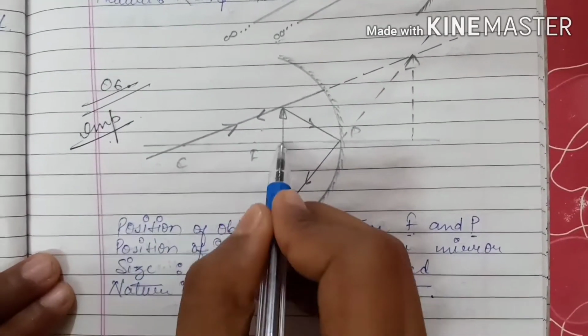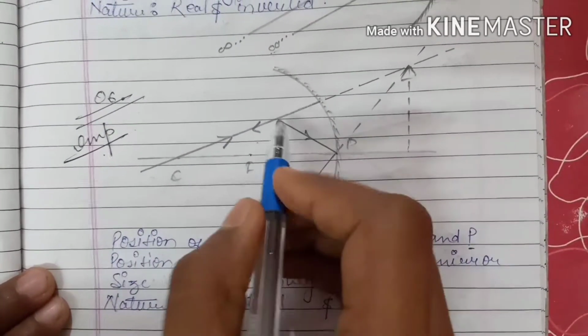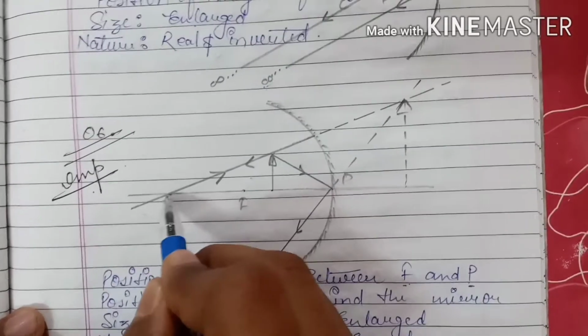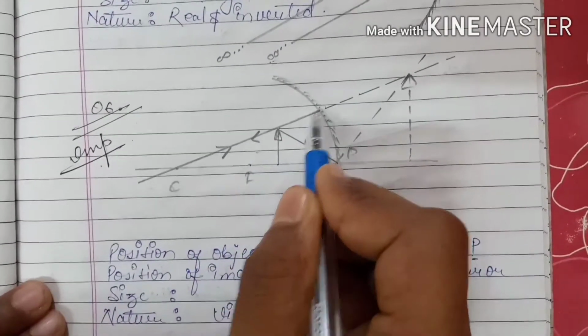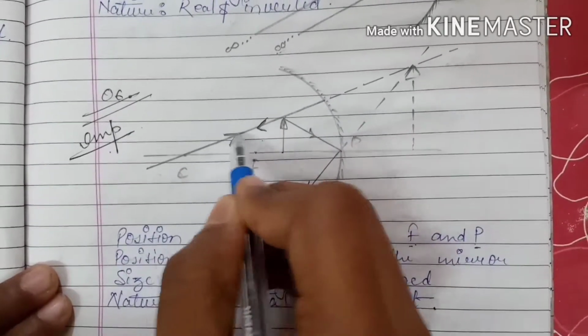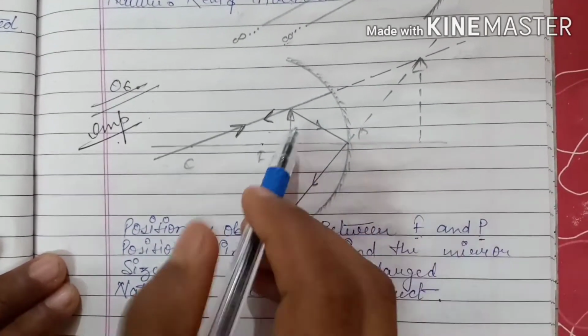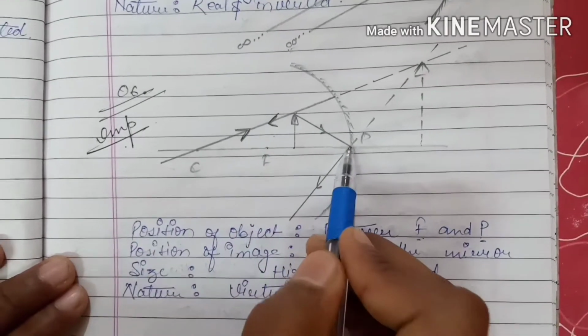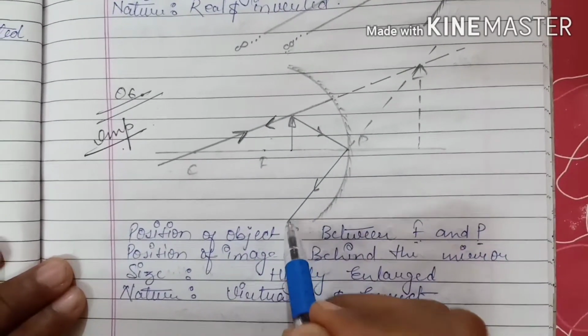When we place the object between F and P, one ray I have taken is crossing through the center of curvature, so there will be no reflected ray. It will trace the same path, so I have indicated it with arrow marks, you can see that. And I have taken one ray at the pole, which will be reflected like this.